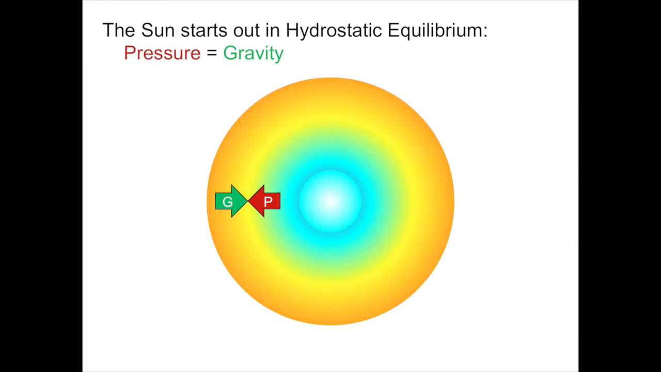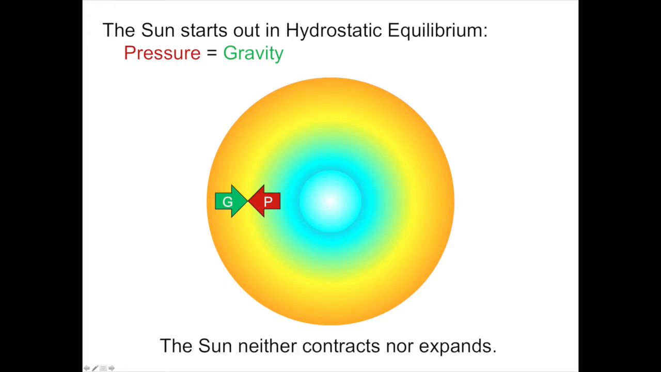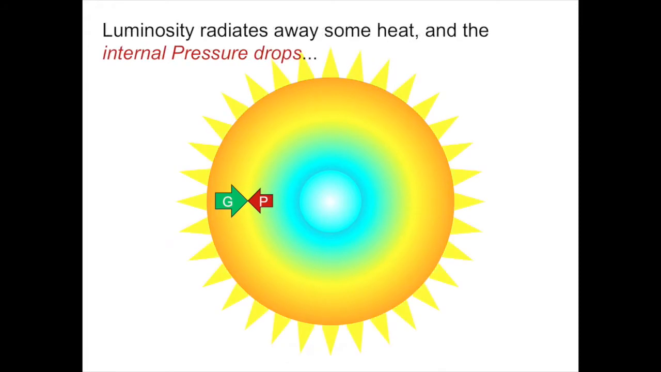If we start out with the sun in a state of hydrostatic equilibrium, pressure is balancing gravity. I've shown at a particular place here inside this model sun, pressure trying to push out and gravity trying to push in. In this state of equilibrium, the sun neither contracts nor expands. But the sun's not sitting there, because the sun is radiating away energy. It's got a luminosity. Luminosity carries away about 4 times 10 to the 26 joules every second.